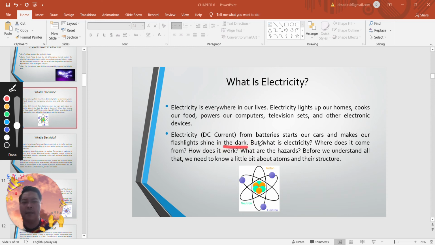But what is electricity? People keep asking, what is electricity? We normally encounter electricity in our daily life, but what is electricity all about actually? Okay, where does it come from? How does it work? What are the hazards when we are working or using electricity? And before we understand all that, we need to know a little bit more about atoms and their structure.